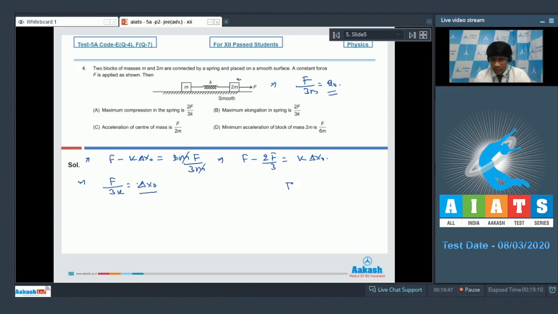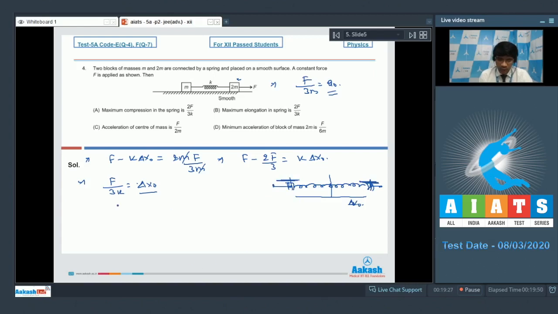This is the extension of the spring when the individual particles are in a state of equilibrium with respect to the center of mass. That means these particles have been extended so that the extension now is how much? Delta x naught. So it will further extend up to here and up to here with respect to the center of mass, and this mass will keep on oscillating about this point with respect to the center of mass.